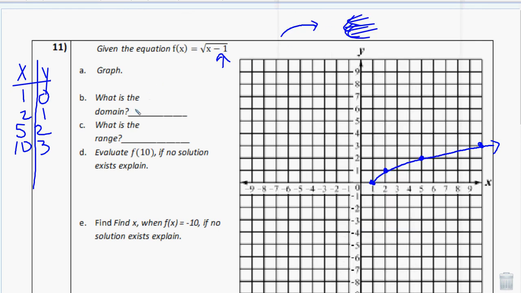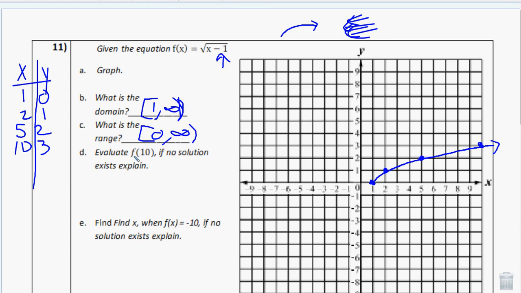So the domain are your x values. The smallest x value is at 1, and then it goes forever to the right. So 1 is included, and it goes forever to the right. The range, the smallest y value is at 0, and then it goes forever upward.